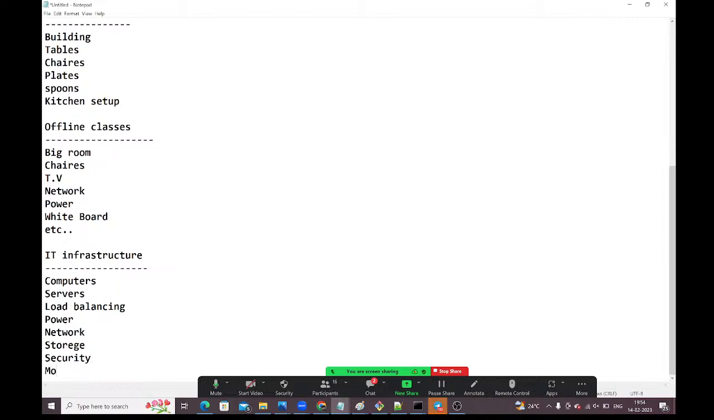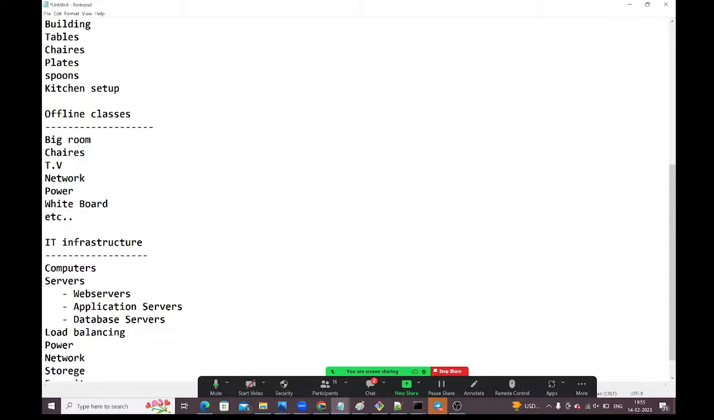Next, monitoring must be required, guys. See, guys, servers means what? Web servers, application servers, database servers, all these things we need to take care of. Servers are nothing but what we required. We need to take care of the web servers. Next, the application servers. Next, guys, we need to take care of the database servers.